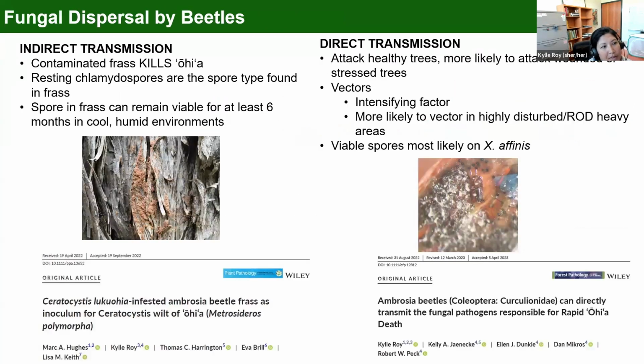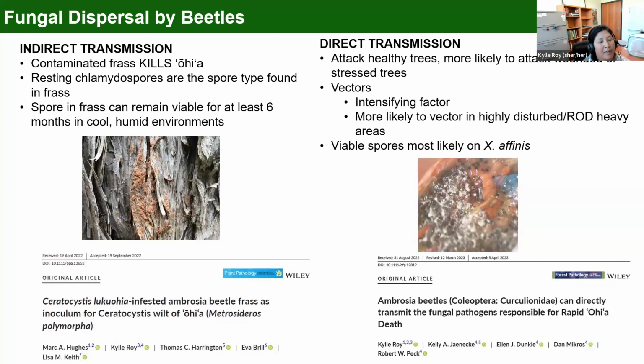There are 2 ways that the ambrosia beetles can be involved with the spread of ROD. The first is what we refer to as indirect transmission, which is the movement of the frass that they're creating. In this paper that was recently published, we were able to show that frass can contain viable Ceratocystis spores that can then go and kill ʻŌhiʻa seedlings. We also looked at the spore type, and found it to be chlamydospores, which are just resting spores.